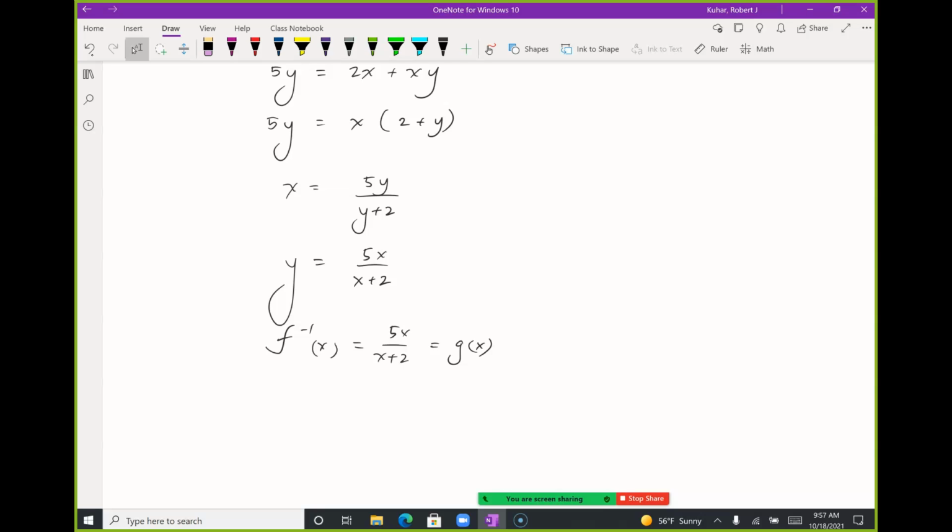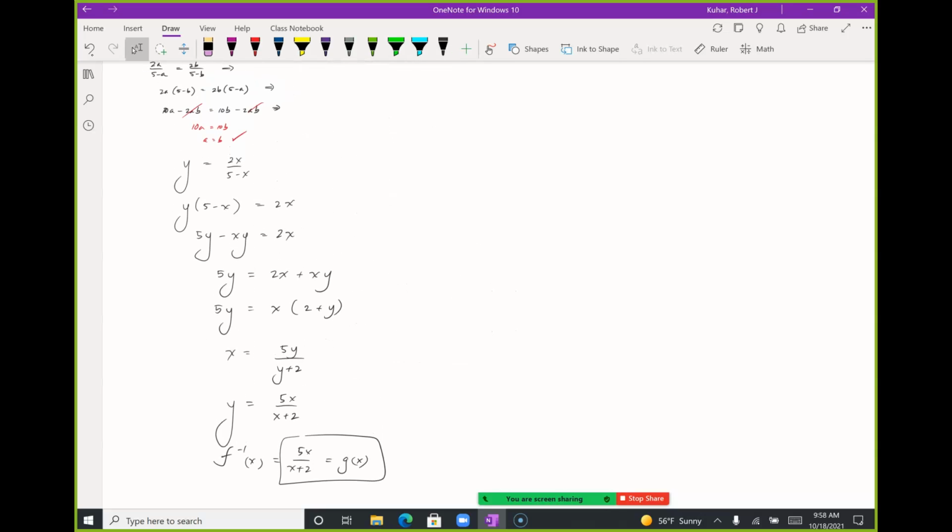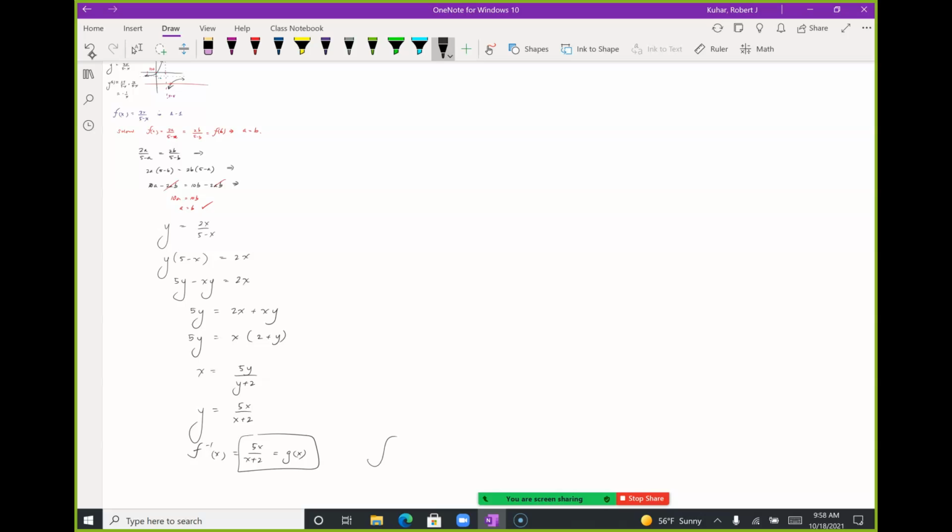So this is what I think is the inverse function. I'm going to do a cheap check, and then I'm going to do the most sophisticated check I can. Composing a function with its inverse will return me back to the original input x. So let's pick something in the domain of f, the original function. What was f again? f was 2x over 5 minus x. Give me something in that domain.